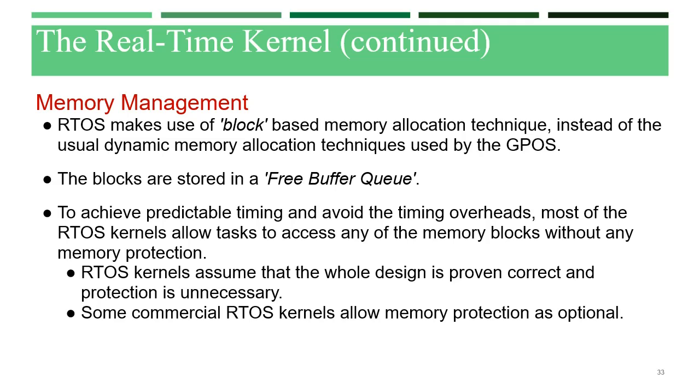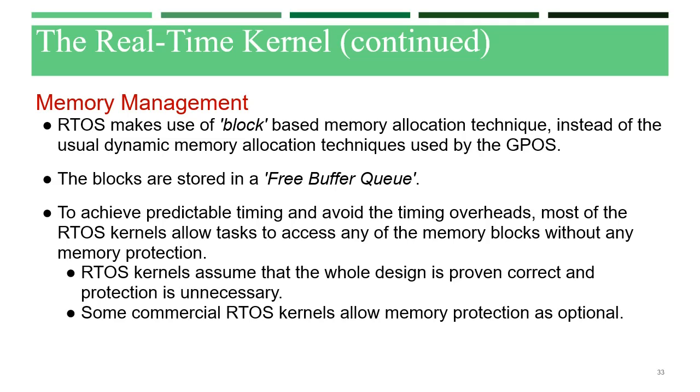memory allocation. RTOS makes use of a block-based memory allocation technique instead of the usual dynamic memory allocation technique used by the general purpose OS. The RTOS kernel uses blocks of fixed size of dynamic memory, and the block is allocated for a task on a need basis. The blocks are stored in a free buffer queue.